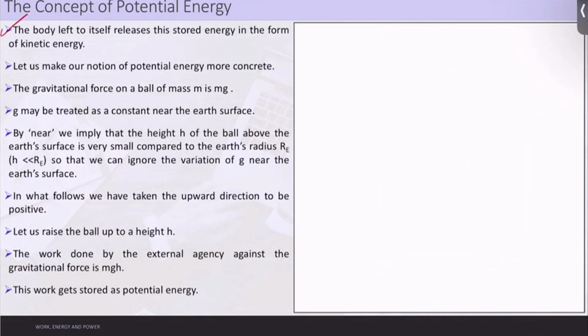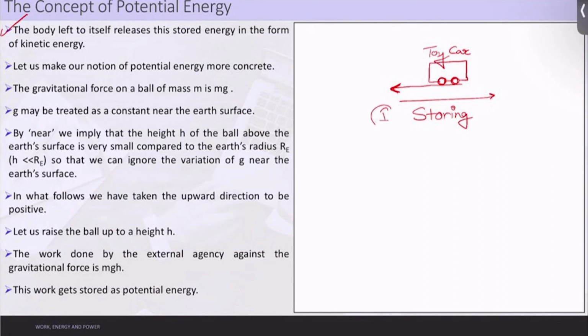The body left to itself releases the stored energy in the form of kinetic energy. What is the basic meaning? Let us suppose you have a toy car. Generally toy cars have a spring attached, so that when we push it backwards, some potential energy starts to store in it. Then when we release it from that location, it goes forward with a very high velocity. Everyone may have seen toy cars in their homes or in their early childhood. When you push it backward, we are storing potential energy inside.